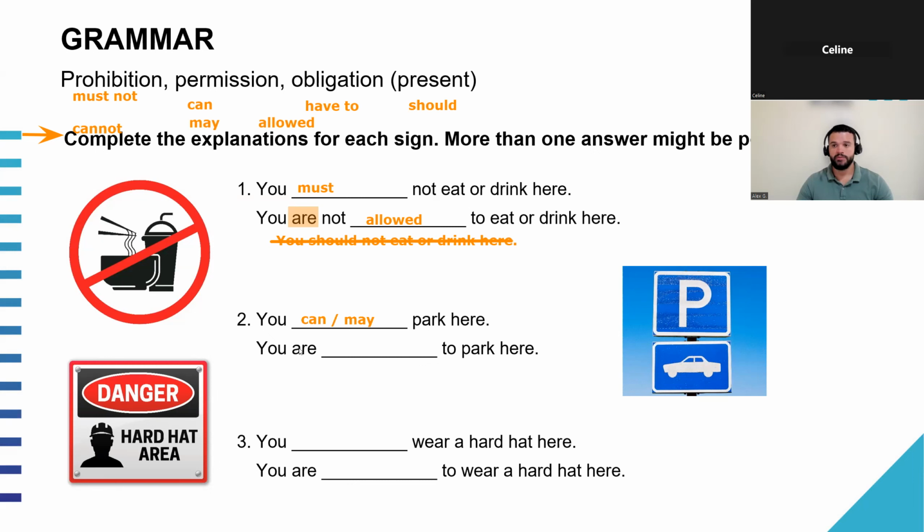With the verb to be, remember the verb to be is always going to be with allowed, okay? So you are allowed to park here. Always focus on the verb to be. As soon as you see the verb to be, it can't be should, it can't be may, it can't be must, never with the verb to be, okay? What about number 3?